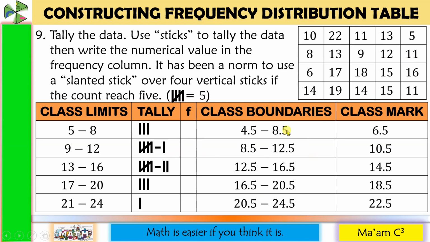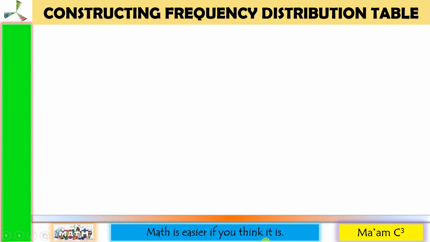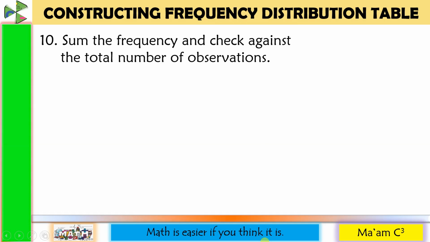Now, for the frequency, let's have the numerical value. This is 3. This one is 6. This one is 7. This one is 3. And this one is 1. Last step is step 10. Sum the frequency and check against the total number of observations.